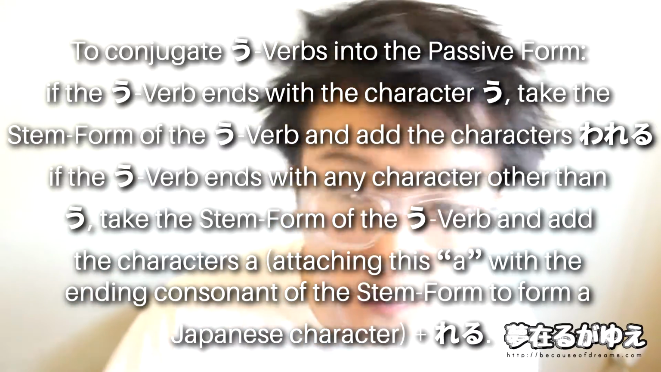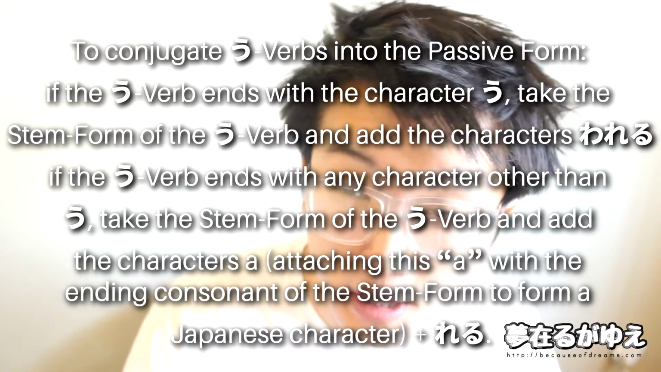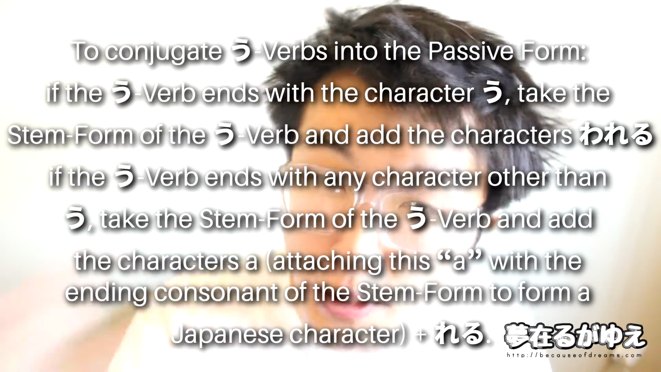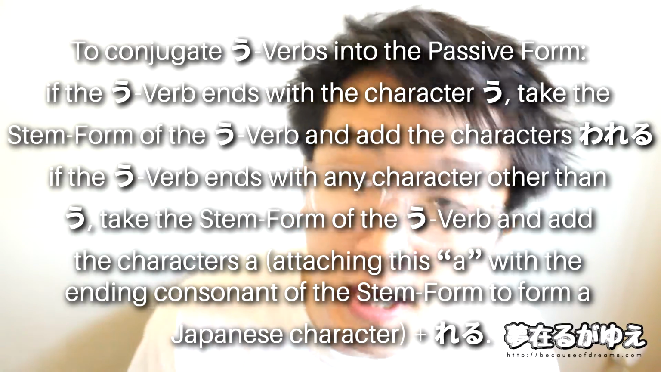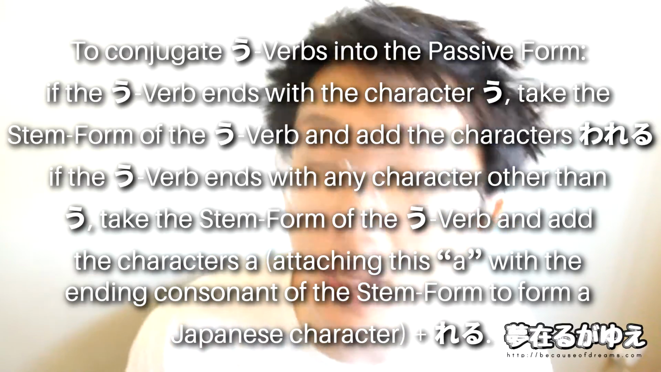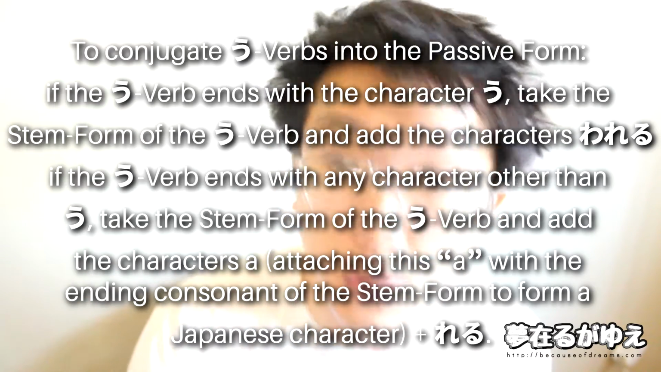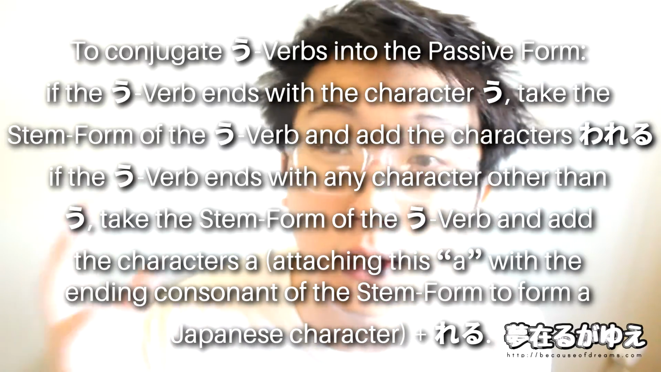Now let's move on to u-verbs, how to conjugate u-verbs into their passive form, and this category itself is going to be split into two categories as we've seen before in previous lessons. The reason behind that is even though we have this umbrella term that refers to these verbs as u-verbs, not all of them end in the character u exactly, and as a result we have different guidelines for the ones that do end in u and the ones that do not end in the character u but are still considered u-verbs.